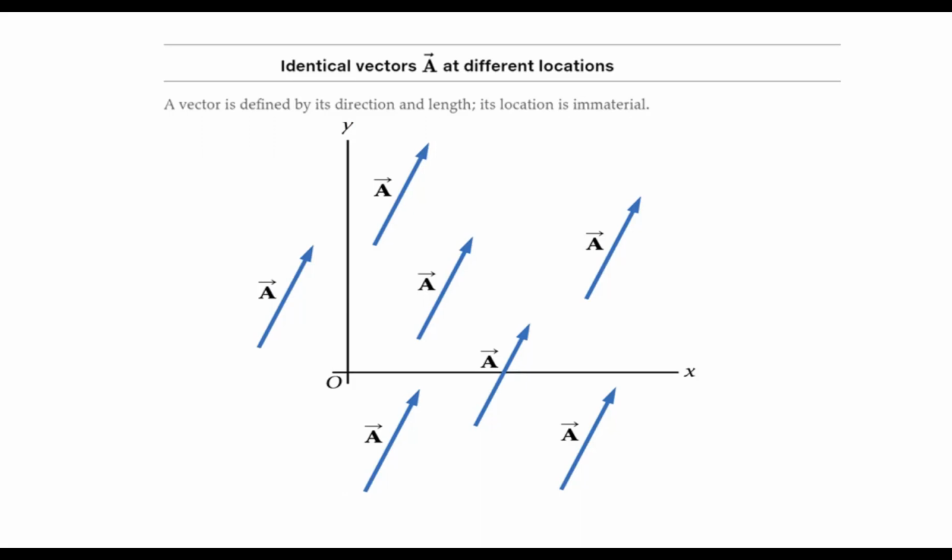In that case, all these vectors are identical vectors, okay? So this vector is the same as that one, as this one, and whatever, okay? You can move a vector parallelly to any location, all right? Then you'll have an identical vector, as long as you keep the magnitude and direction the same, okay? That's very important when we are doing vector addition later on, okay?